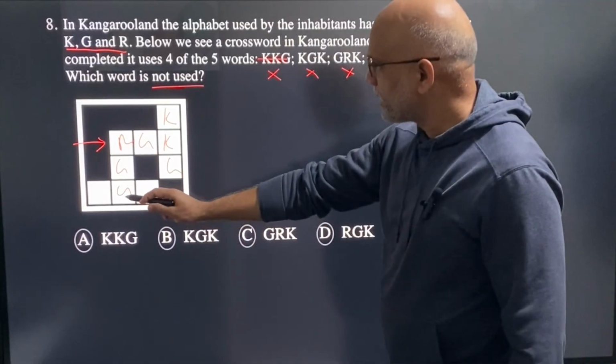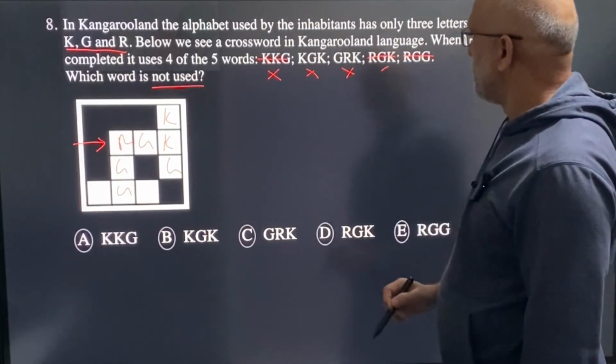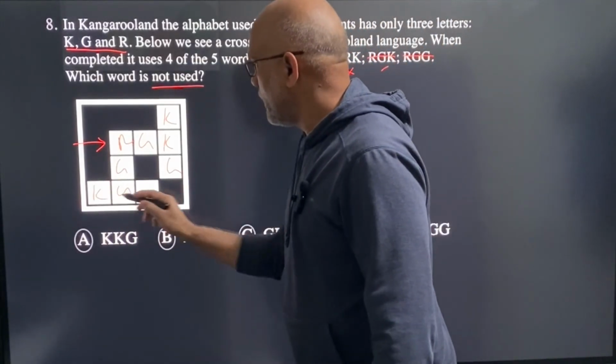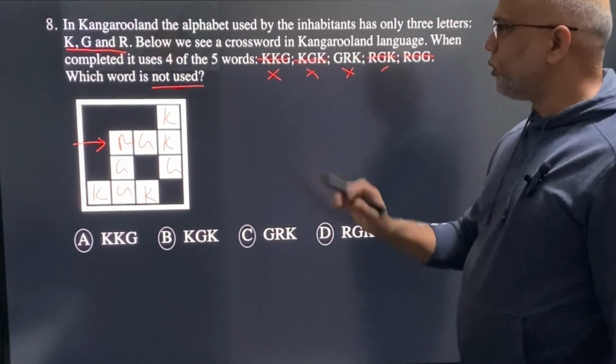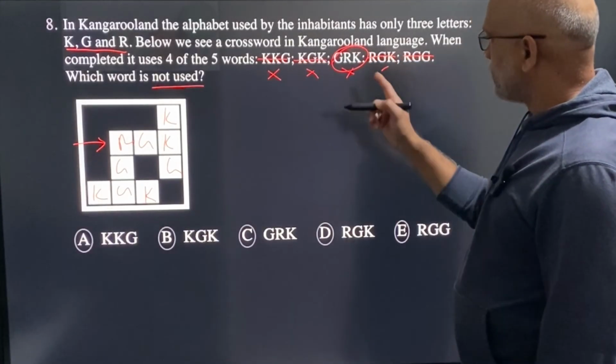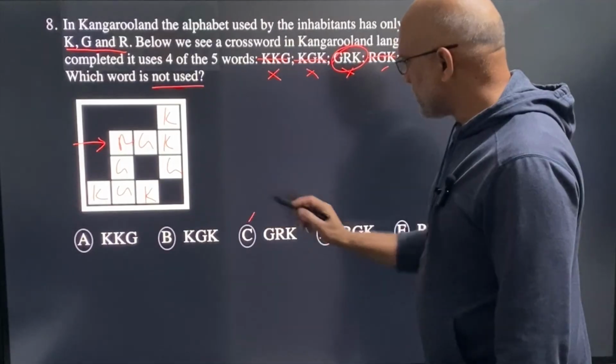And then I need a word that has G as the middle letter. So there's KGK. All right, so now I'm able to solve it, and I'm not using this word, GRK. So I think this is the correct choice.